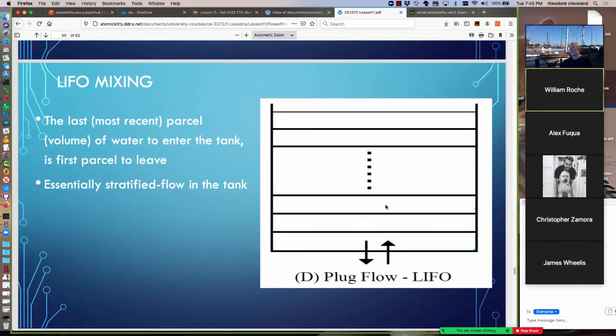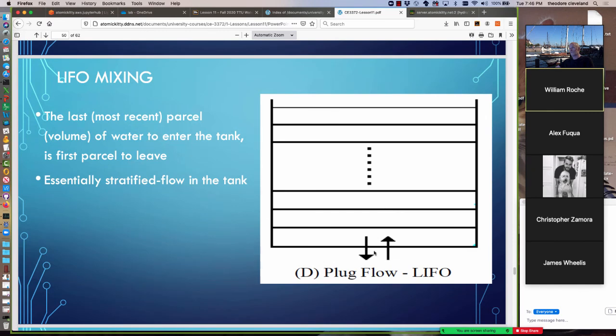And then there's the last in, first out mixing, and this is a model of good visualization, as you're adding layers of water to the tank from the bottom up, and then as you're draining it, they leave from the bottom up. So the bottommost layer leaves first. It happened to also be the one that just came in.